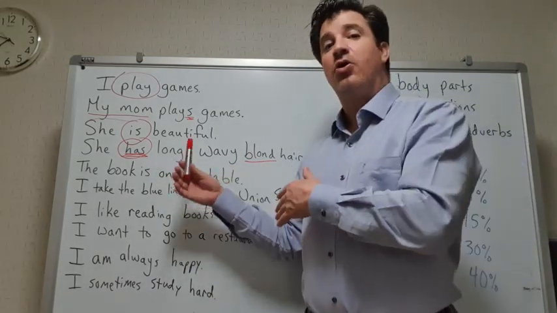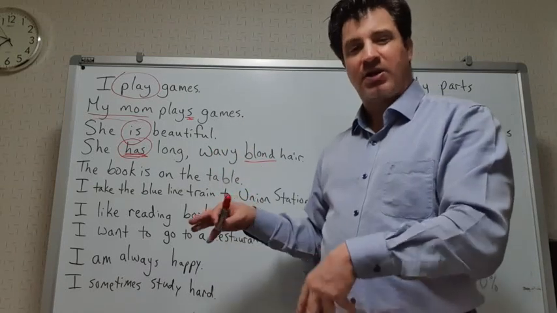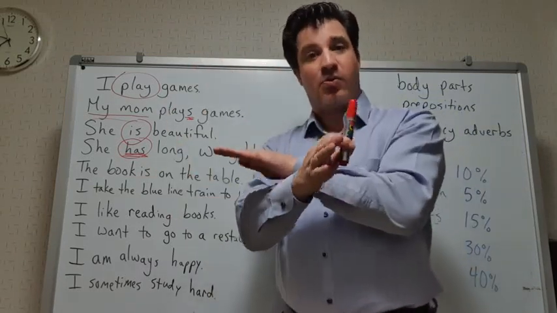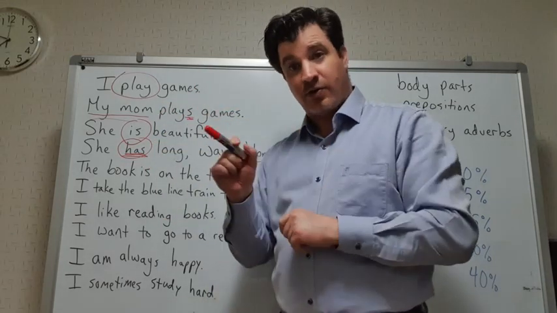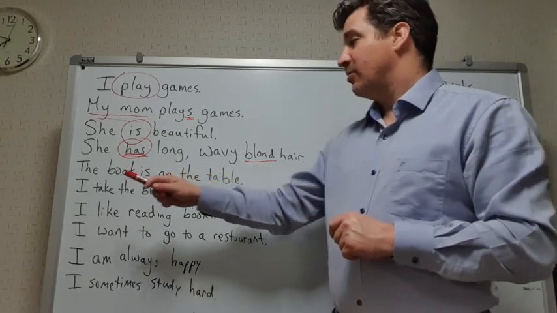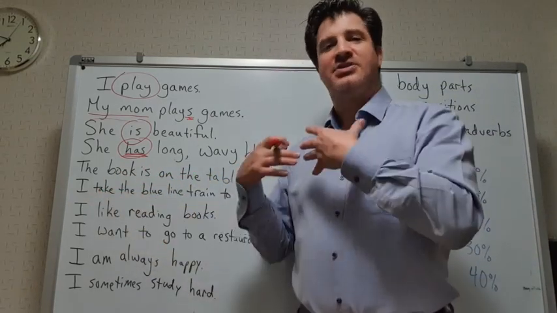The book is on the table. A lot of Koreans mix up the order and they say, oh, book, table, on. That is incorrect.